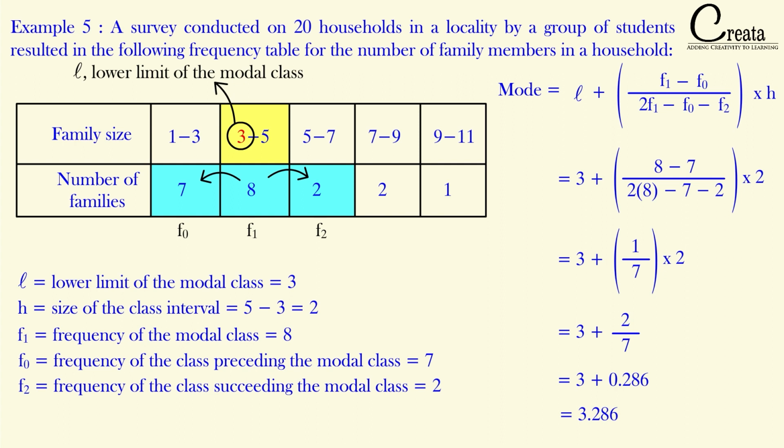The mode is between 3 to 5, the observation against the maximum frequency. If your answer exceeds 5 or is lower than 3, then the answer is not correct. It should be within the range. The mode should be against the maximum frequency. So you got the basic understanding.